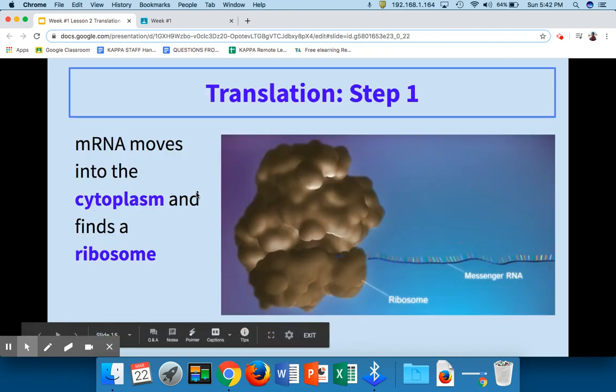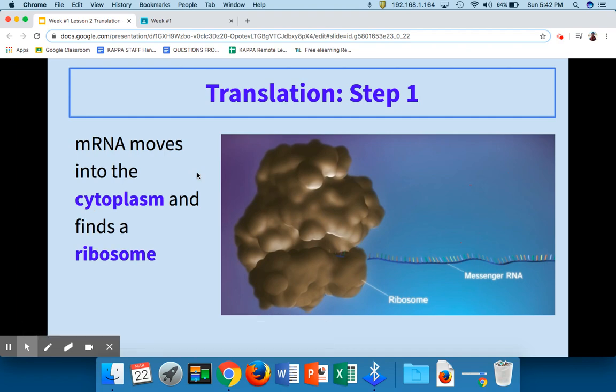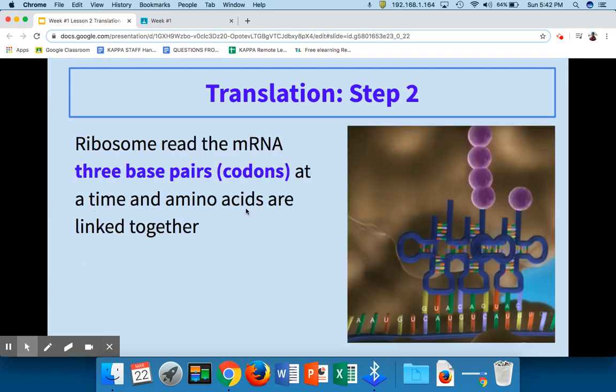So, reviewing the steps for translation, step 1 is mRNA moves into the cytoplasm and finds a ribosome. That ribosome is the organelle that's responsible for reading the mRNA. Step 2, your ribosome then takes the mRNA and reads them 3 bases at a time. Those are called codons. And then it starts to link the amino acids together.